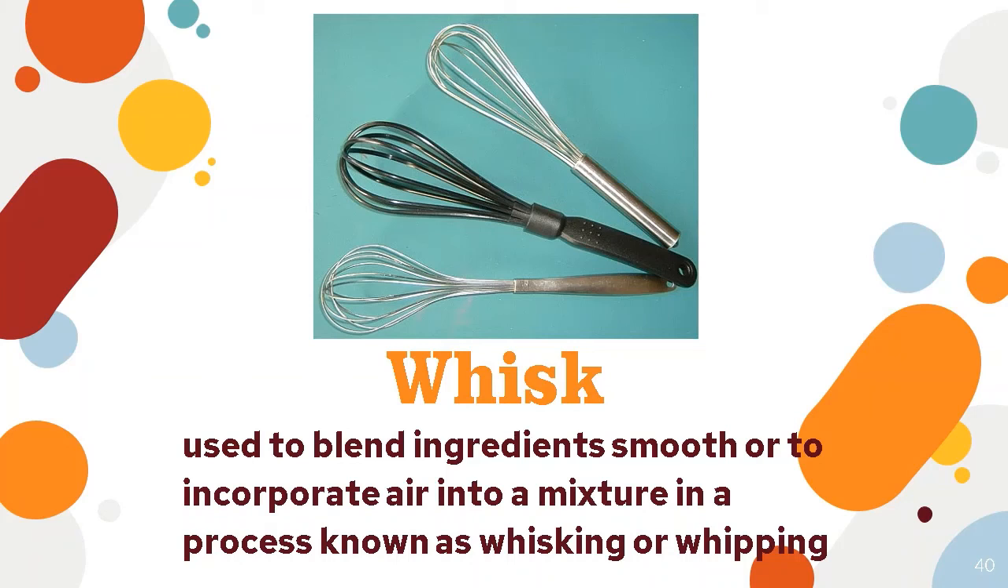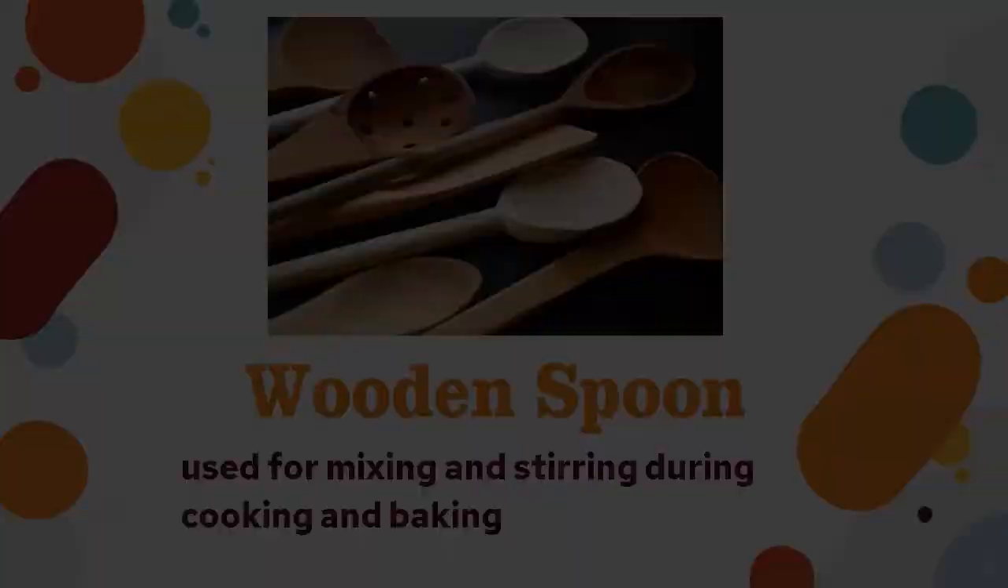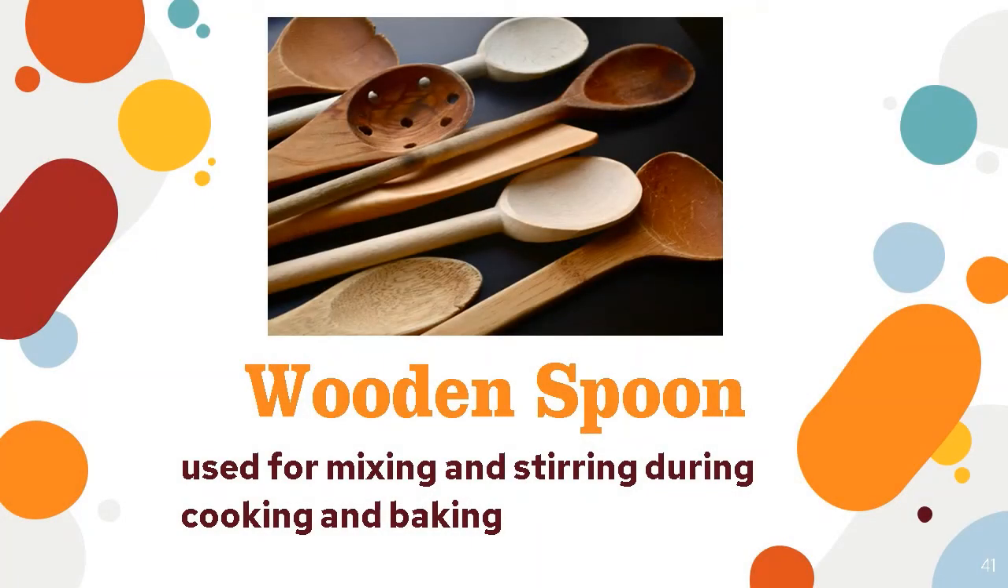Whisk. It is used to blend ingredients smooth or to incorporate air into a mixture in a process known as whisking or whipping. And lastly, wooden spoon. It is used for mixing and stirring during cooking and baking.